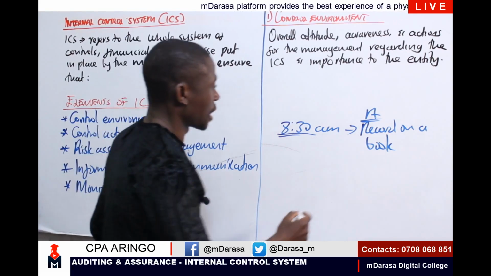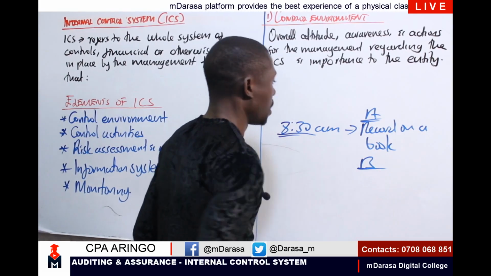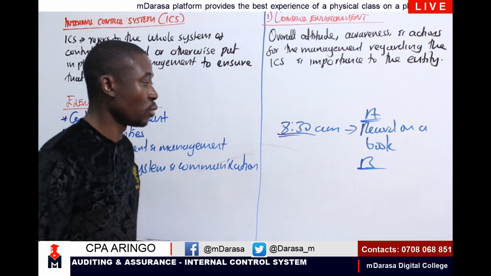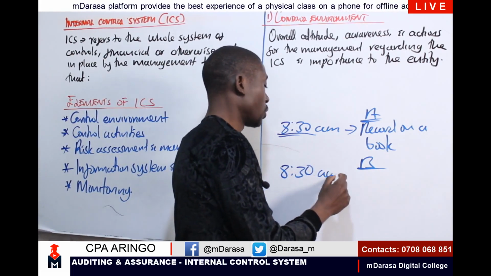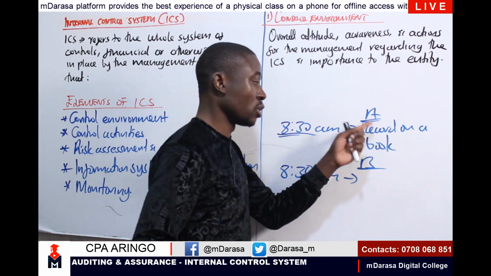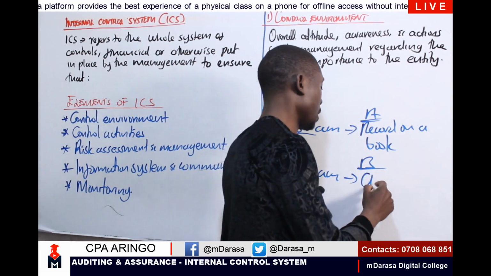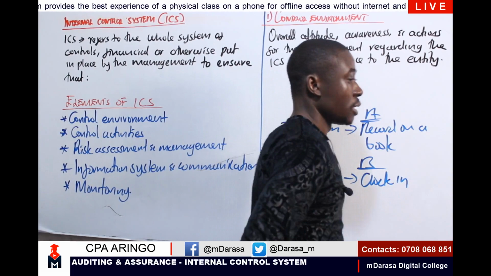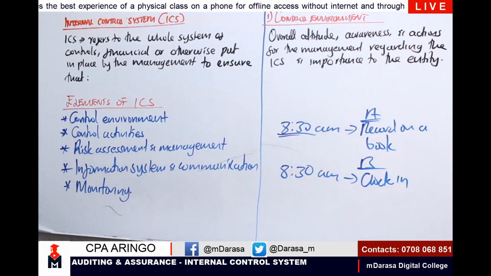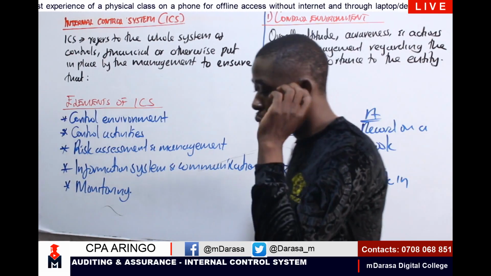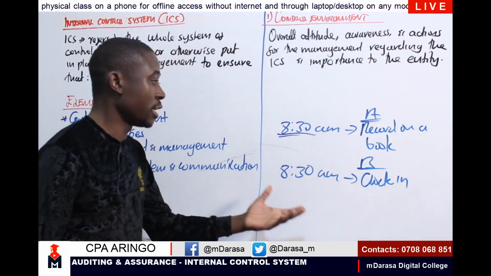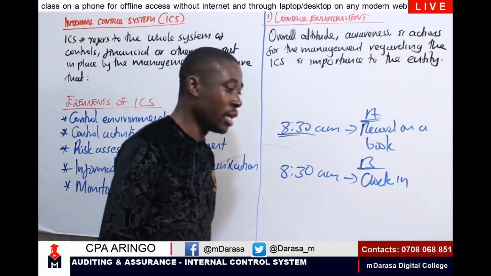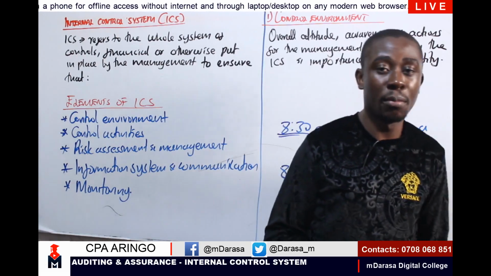Then I'm having another company, company B. They have stated that at this point, probably reporting time is 8:30 a.m. But when you come in this case, it's not a matter of recording on the book, but you clock in. So between the two companies, if I may ask this question practically, which one do you think will have effective control of the reporting time of their employees?